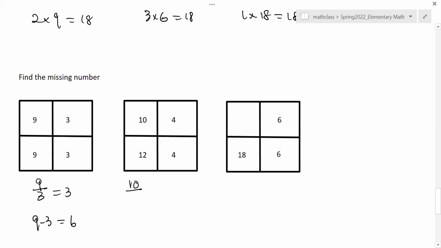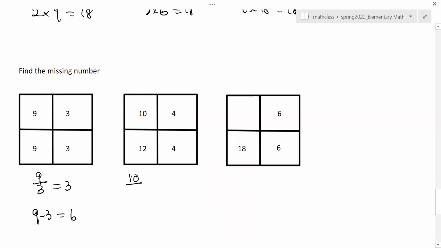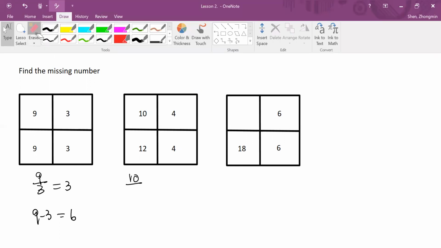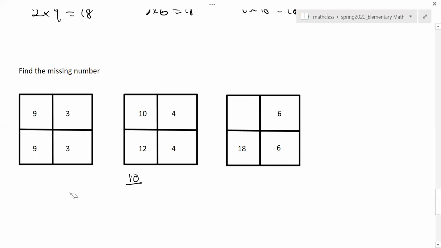12. Yeah, so let me switch the order, because 10 minus 4 is going to be 6. So we do the subtraction first. 9 minus 3 is 6. 9 divided by 3 is going to be 3. Okay. And 10 minus 4 is going to be 6. 12 divided by 4 is going to be 3.